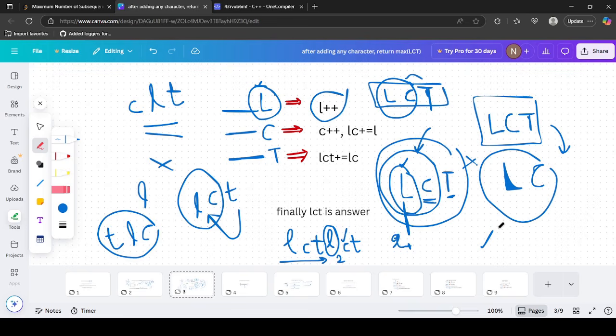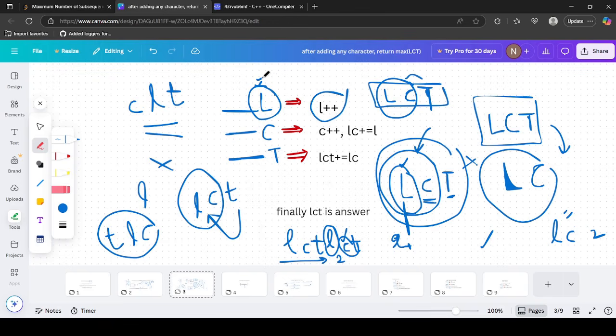So for this C, what is the count of L subsequence? It will be 2, because we have 2 L's before. So at every L, if we increase the count of L, then at C we can get that these are the number of L's that we have till before, so that the count of LC will be incremented. So hope you got this.